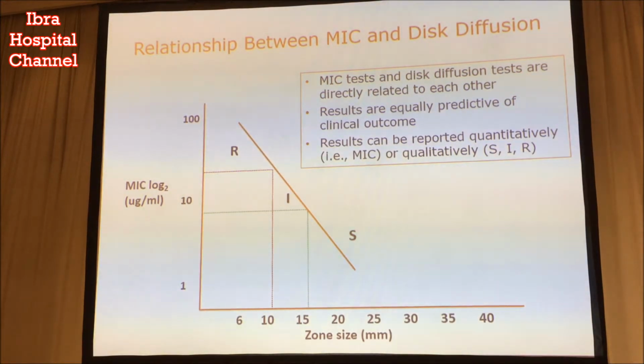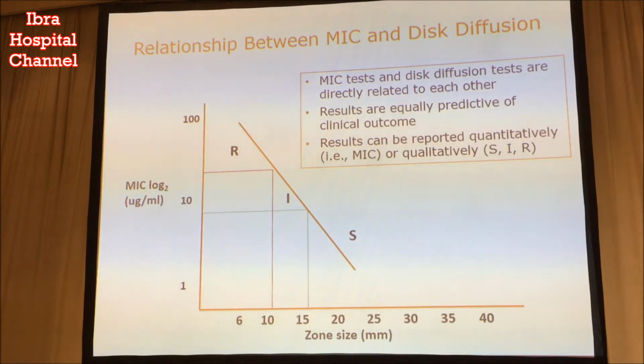So in reality, whether you do a diffusion test or a dilution test, their ability to predict how the patient is going to respond, for the most part, there are some exceptions, but for the most part, they should be equally predictive. And both of the results can be reported either qualitatively, where you say it's susceptible, intermediate, or resistant, or quantitatively, where you give an MIC value.